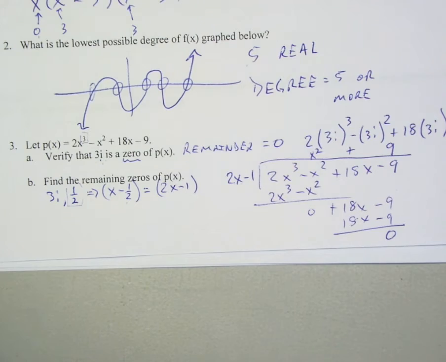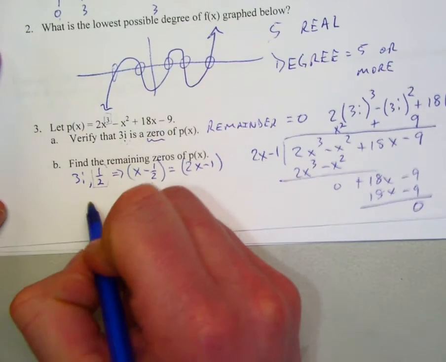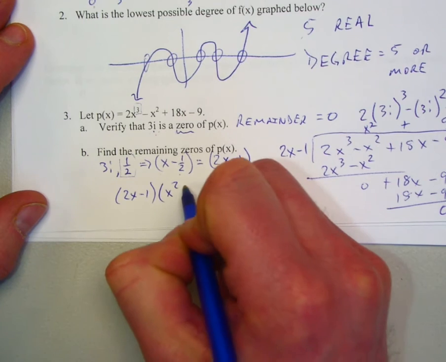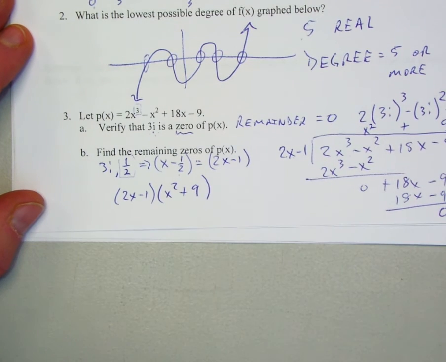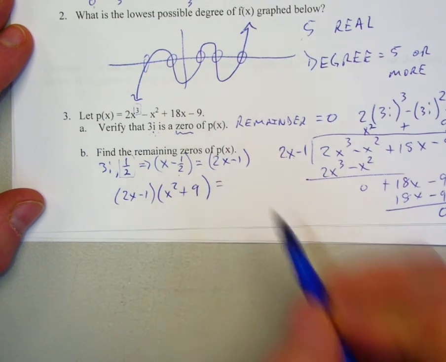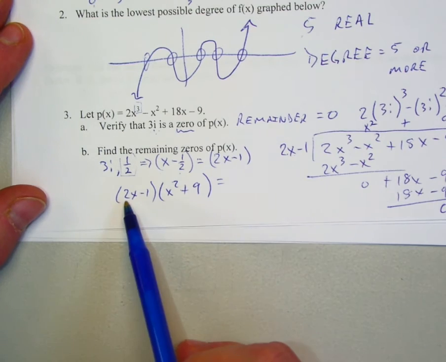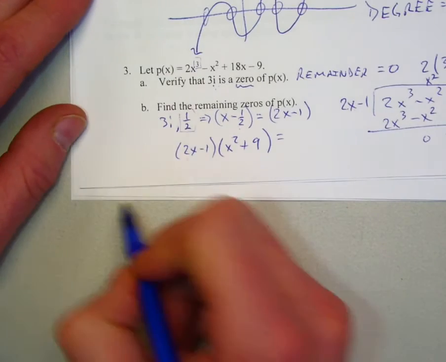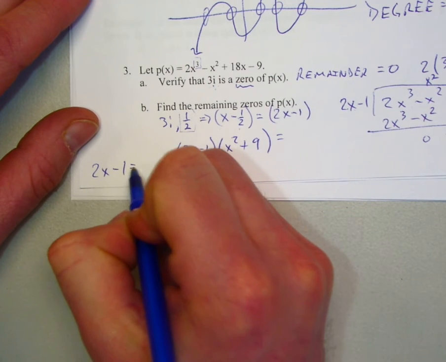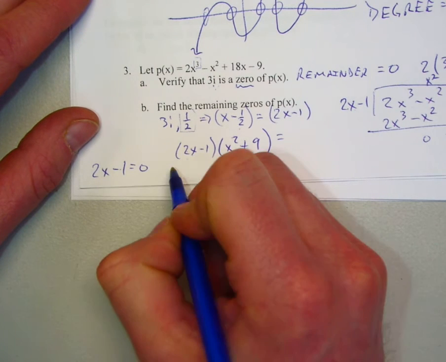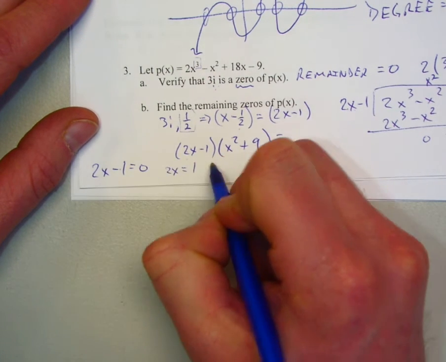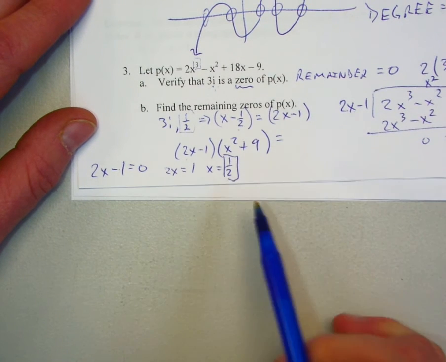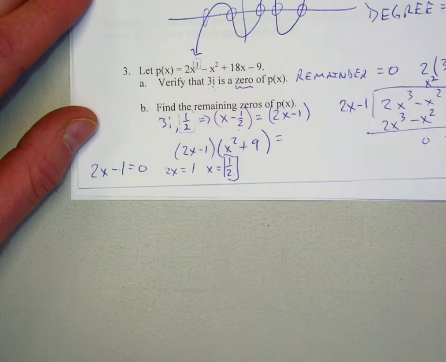If I asked you to factor this, here's what we would say. One factor is 2x minus 1. The other one is x squared plus 9. If I asked you to find zeros, what we could do is take each piece of this and set it equal to 0. So if I took 2x minus 1 and set that equal to 0, I would add 1, and we get 2x equals 1, divide by 2, and x equals 1 half. Well, we actually already knew that just from the math that we did up here. We already knew that 1 half was a 0.